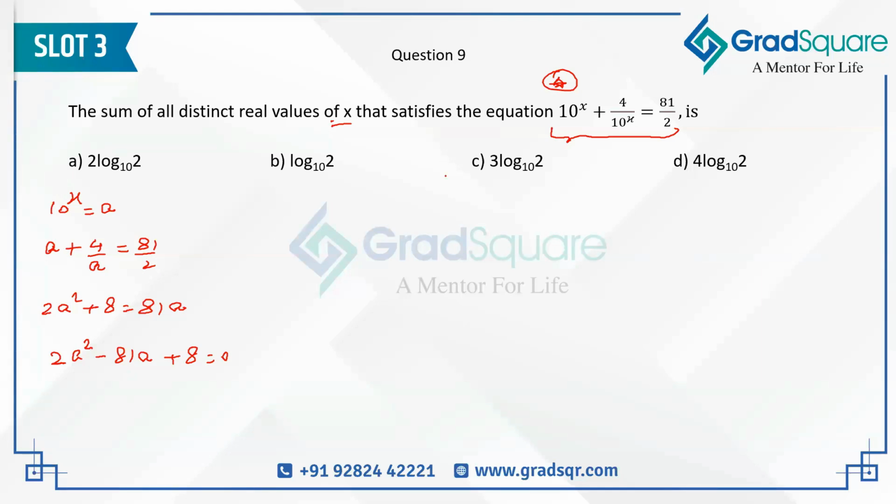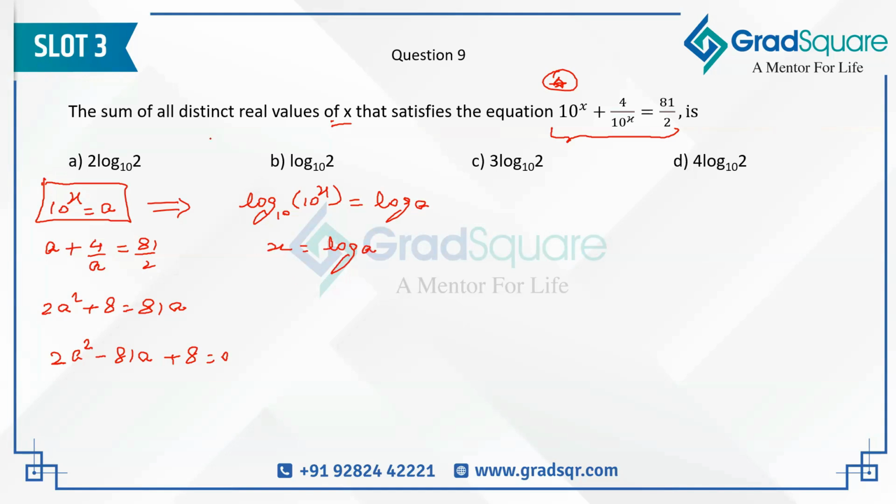Now, understand what the question is asking you. Sum of all distinct values of x. You have taken 10 to the power of x as a. You look at the options and everything has got a log in it. Can I take a log of this equation? Log base 10. If I take a log base 10, what am I going to get? Log base 10 of 10 to the power of x will become equal to log a. Now this will turn out to be x equals log a.